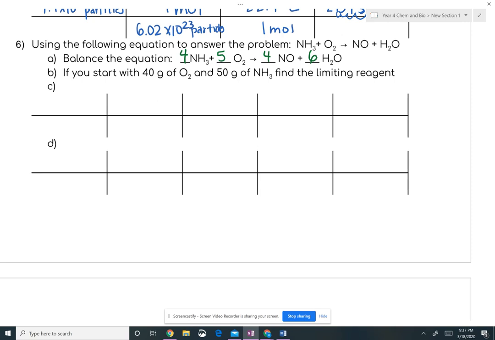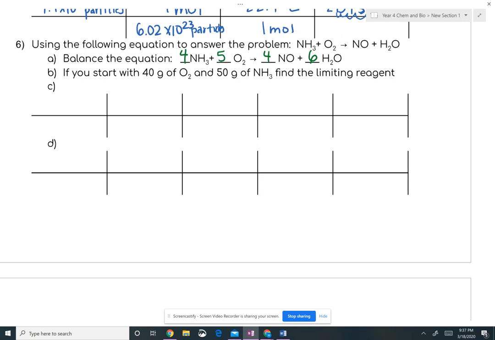You'll see that your nitrogens were balanced at the beginning, but it really came down to balancing out those other atoms and making sure that everything else balanced out, and the nitrogen also balanced out as well.